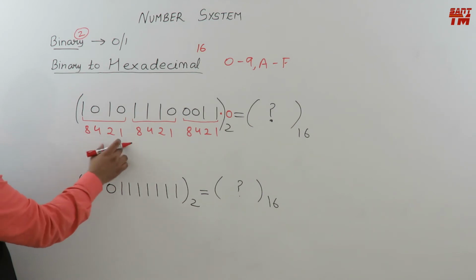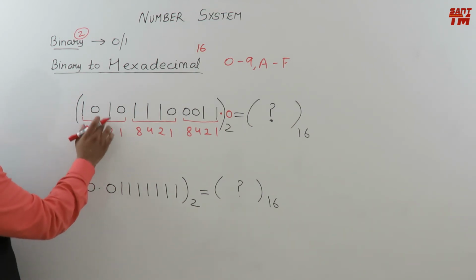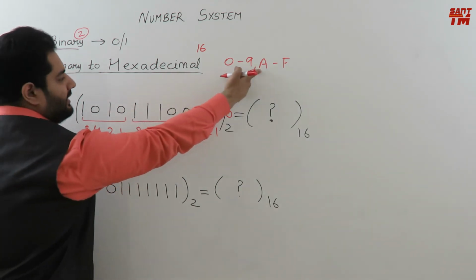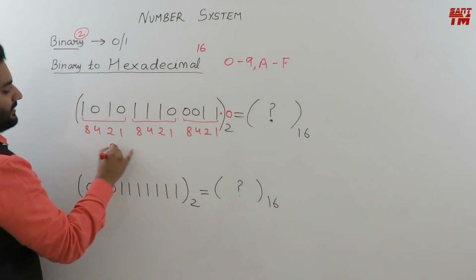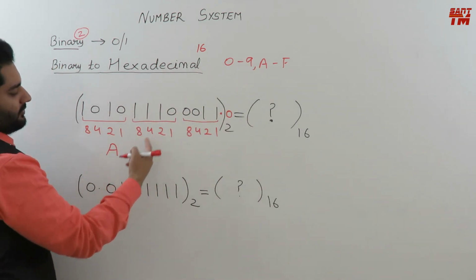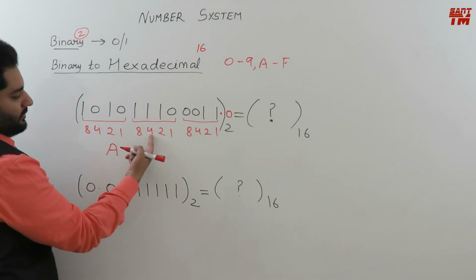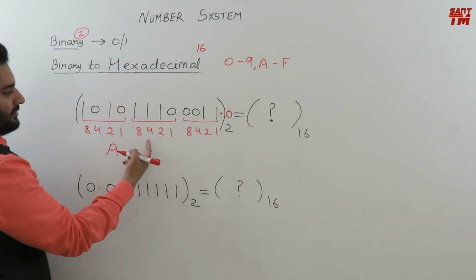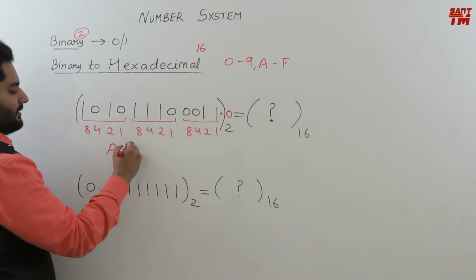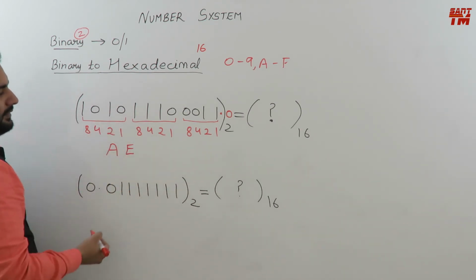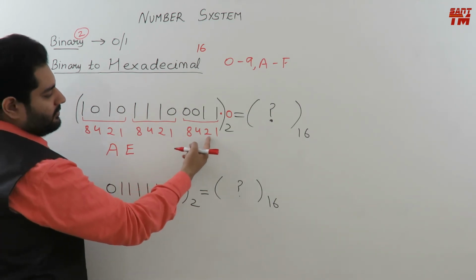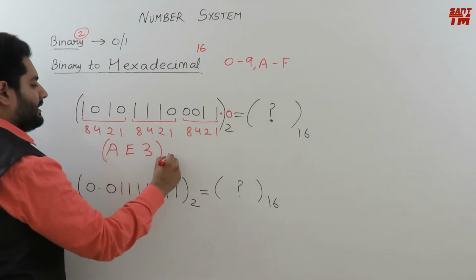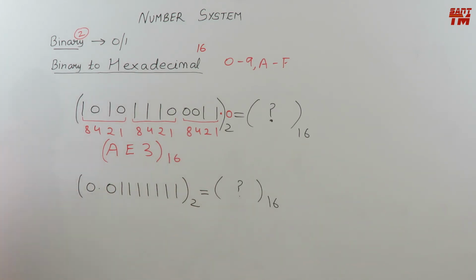In this 8 4 2 1, 8 is having 1 and 2 is having 1, so 8 plus 2 will become 10, and 10 is represented using A in hexadecimal. Here 8 4 2 1, so 8 plus 4 is 12, 12 plus 2 is 14. In case of hexadecimal, we represent 14 by E. Here 8 4 2 1, 2 and 1 are having 1, so 2 plus 1 is 3. AE3 is our required hexadecimal number.